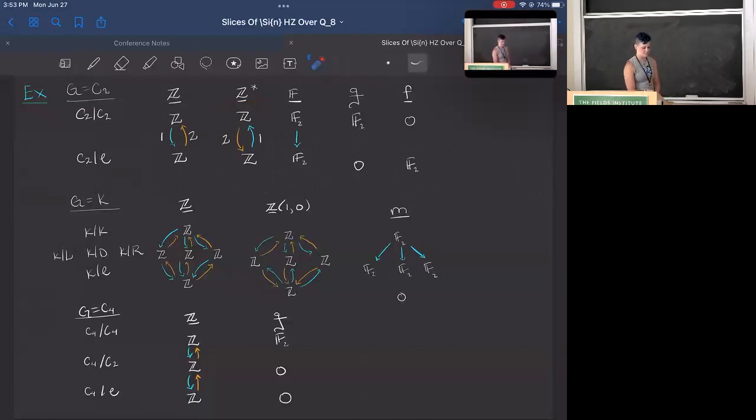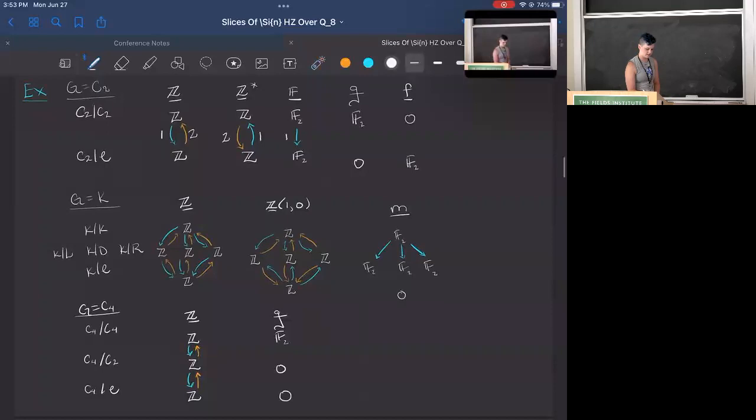Next is the constant Mackey functor F. It has an F2 in each spot. The restriction is the identity, and the transfer is 0. And you can see here, I did not draw an arrow for the transfer because it is 0. So throughout, if an arrow is missing in the Mackey functor, that means the map is 0. Next up is G with an F2 at the top and a 0 at the bottom. So again, the restriction and transfer are both 0, which is why they are not listed. And then if we swap that F2 and 0, that Mackey functor is called little f.